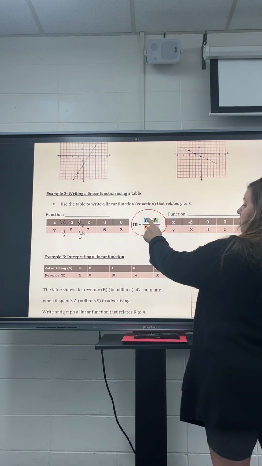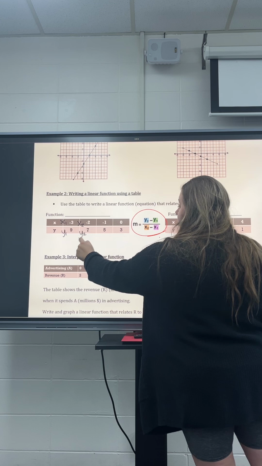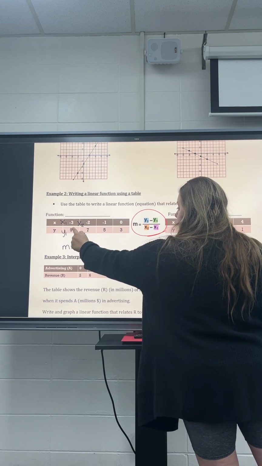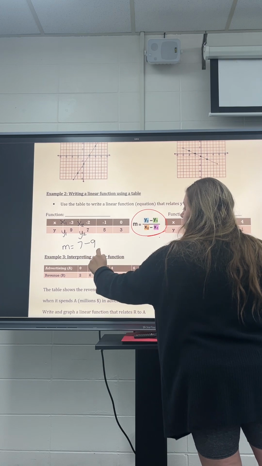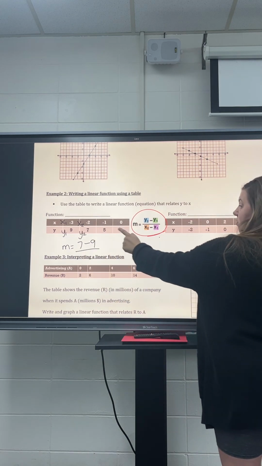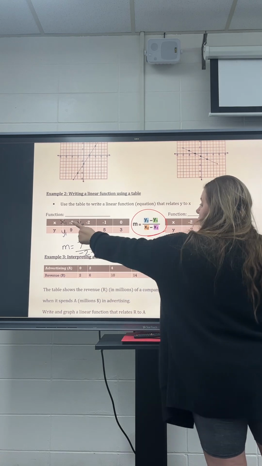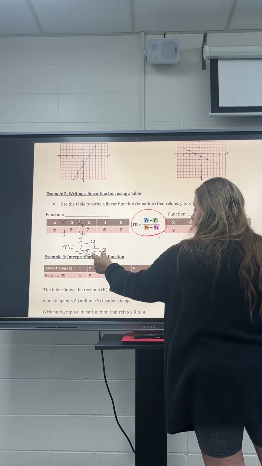So y2 comes first, y2 minus y1, that's 7. m equals 7 minus y1, which is 9, over x2, negative 2, minus x1, which is a negative 3. Notice that double negative right there.